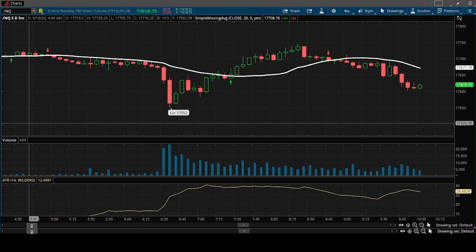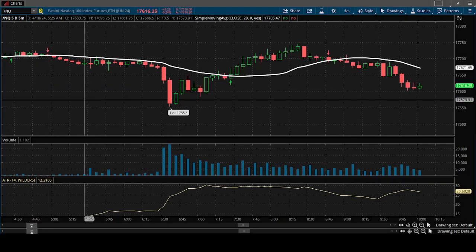What's hard to do, I'll end with this, is that when you miss this move off the open, it's hard to sit and wait for the next setup, because the next setup didn't come for almost an hour and 20 minutes. Hard to do that, right? You see price go down, you see people making money, you think to yourself, how come I didn't make money? And then you want to chase every single move back up, back down.